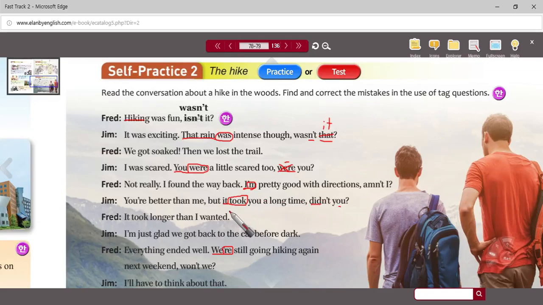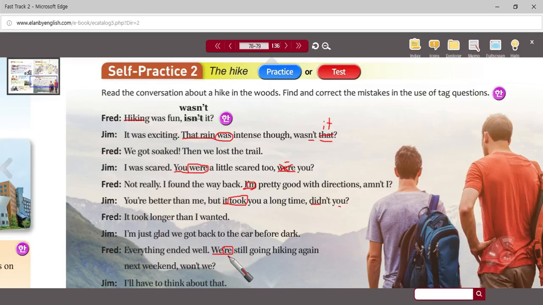Okay. Try this one. But you took a long time, didn't you? This might be another way to correct it. And they both have the same meaning, so that's fine. Okay, so try that. But you took a long time, didn't you? But it took you a long time, didn't it? So both are fine, just make sure they match.